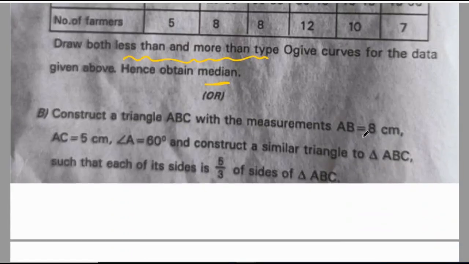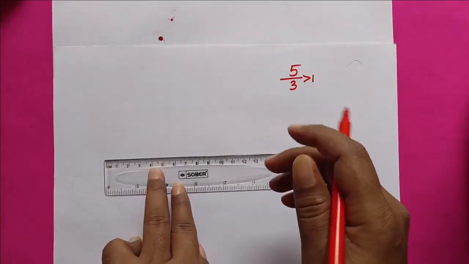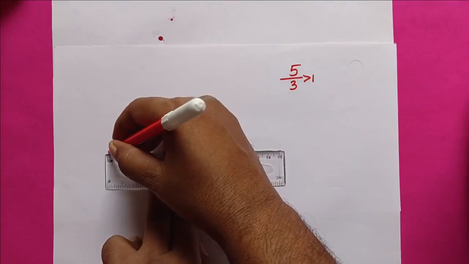Construct a triangle ABC with the measurement AB is equal to 8 centimeters, AC 5, angle A 60. Draw a similar triangle to triangle ABC such that each of its side is 5 by 3 of its sides of triangle ABC. సో ఈ సిమిలర్ ట్రయాంగిల్ కన్స్ట్రక్ట్ చేయాలంటే ఫస్ట్ మనం ఒక ట్రయాంగిల్ డ్రా చేయాలి.